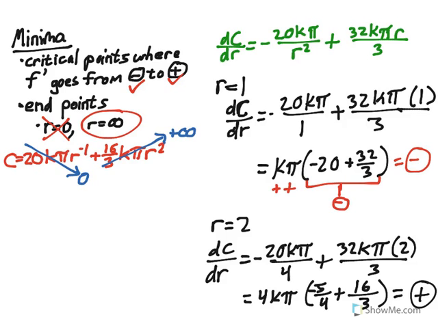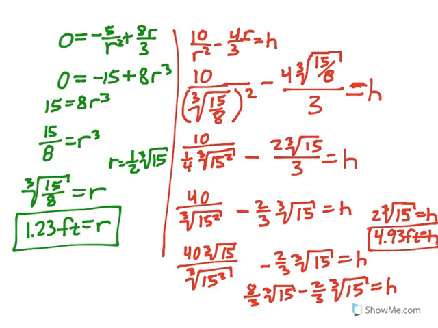So we are left with our only answer being r equals 1.23 feet and h equaling, refresh my memory, 4.93 feet.